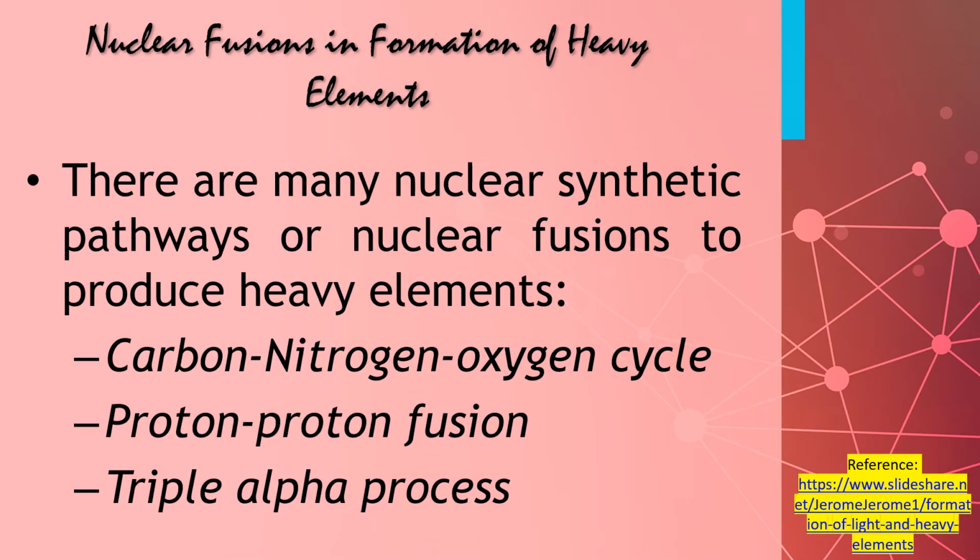So there are many nuclear synthetic pathways or nuclear fusions to produce heavy elements. We have the carbon-nitrogen-oxygen cycle, the proton-proton fusion, and the triple alpha process. In my next video lesson, we will differentiate these three nuclear synthetic pathways. Let's just first focus on the fusions of elements in relation to stellar nucleosynthesis.